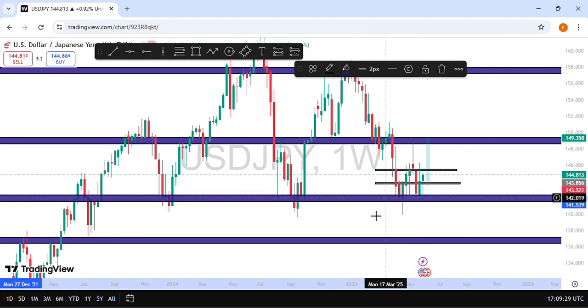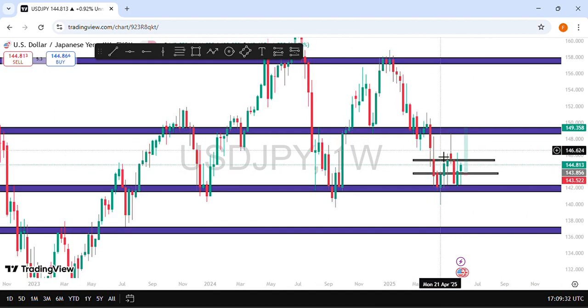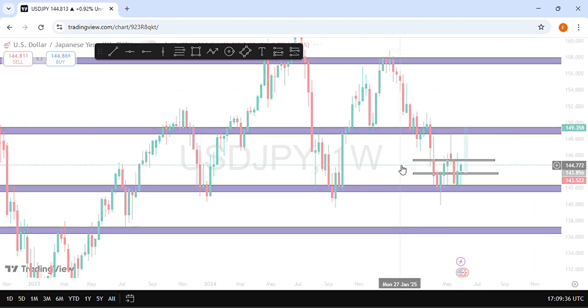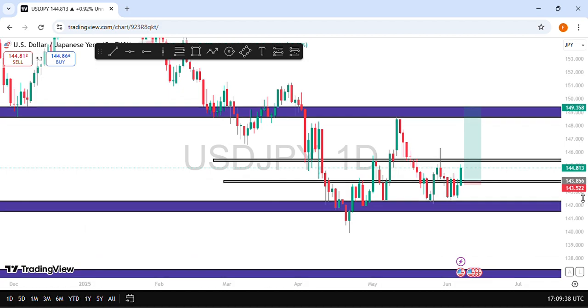So what are we looking for? More buy pressure to the upside. And now we're going to pick our entry to the upside. Let's go down to the 1 day time frame, and then scroll down to our entry time frames, which are the 4 hour and 1 hour.